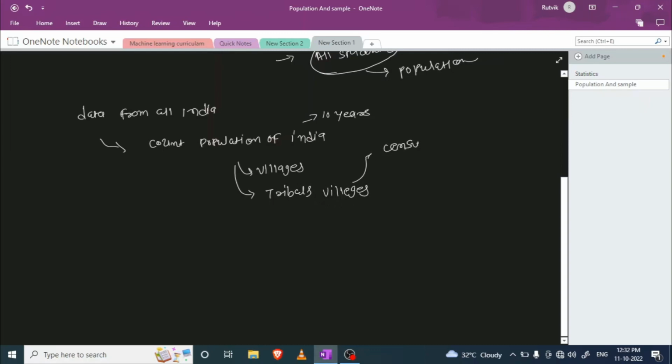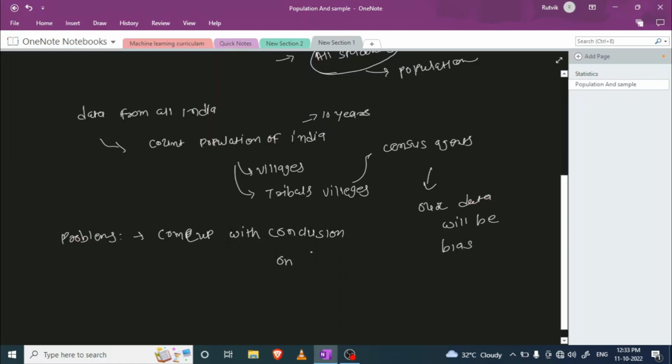In such a case, our data will be biased. If our data is biased, then what is the problem? The first problem is that we cannot process the data and we cannot come up with a conclusion. Whatever conclusion we make on this data will be a biased conclusion. So our conclusion will be wrong, most of the time, not just sometimes.